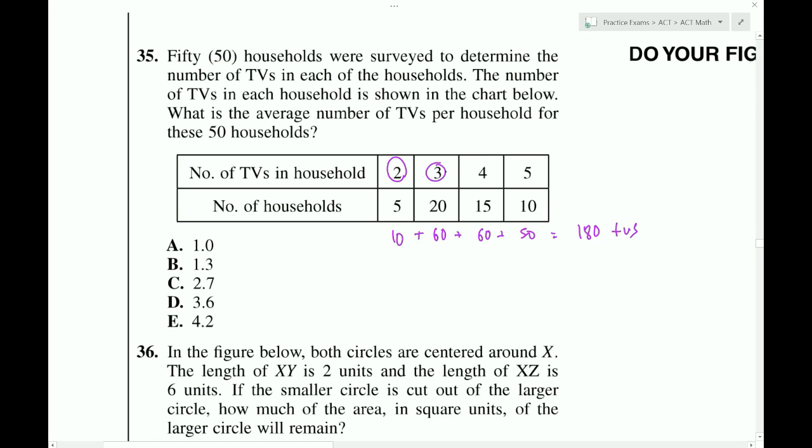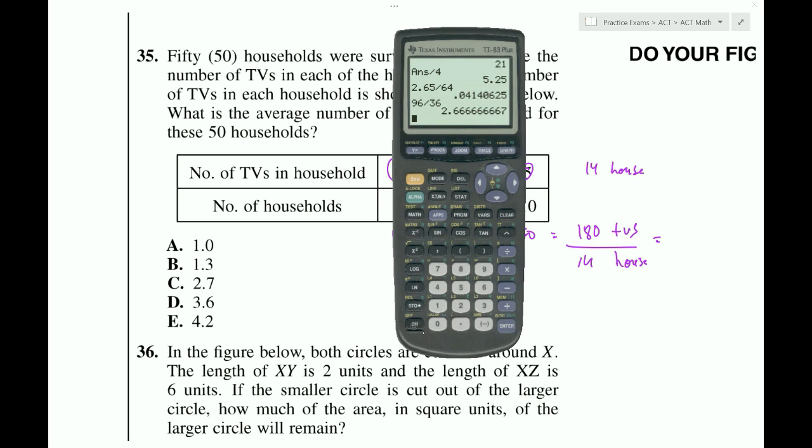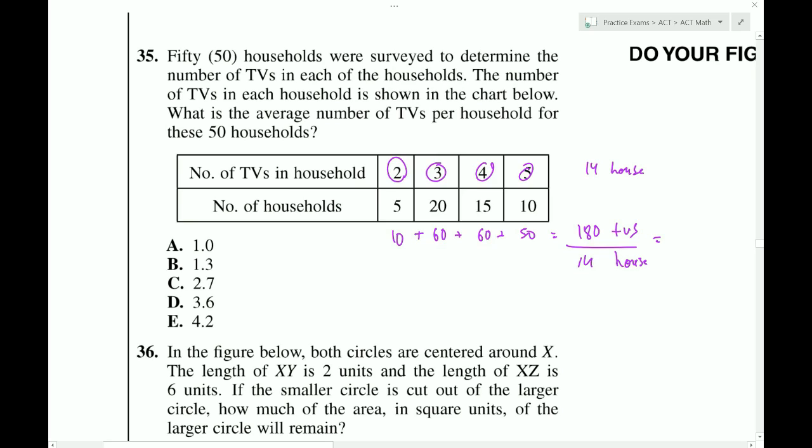How many households are we dealing with? We just add these together. 9 and 5 is 14 houses. So to get the average number of TVs per household, we could divide the total number of TVs by the total number of households. Okay, so 180 over 14, and that's 12.857.